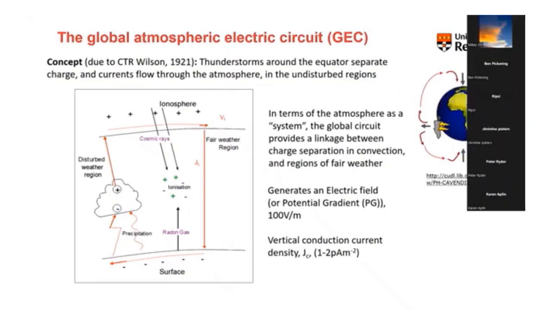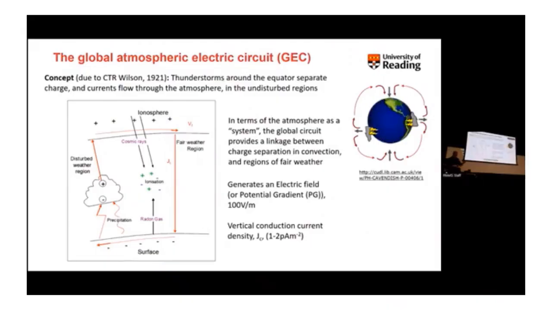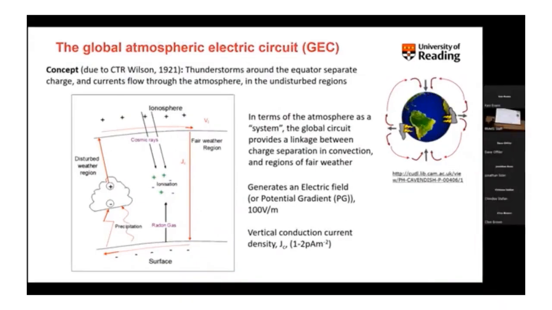So the two things that you've got to remember as we go through this talk are this vertical conduction current, JC, and also the concept of an electric field. So this global circuit sets up an electric field in Earth's atmosphere, which again is everywhere. And near the surface, it's about 100 volts per meter. So that means there's about 100 volts between my feet and about here. We also call it the potential gradient. So I'll use electric field and potential gradient sort of interchangeably in this talk, but they basically mean the same thing. It's just one's the negative of the other. So we've got a conduction current density and we've got an electric field set up by this global circuit.